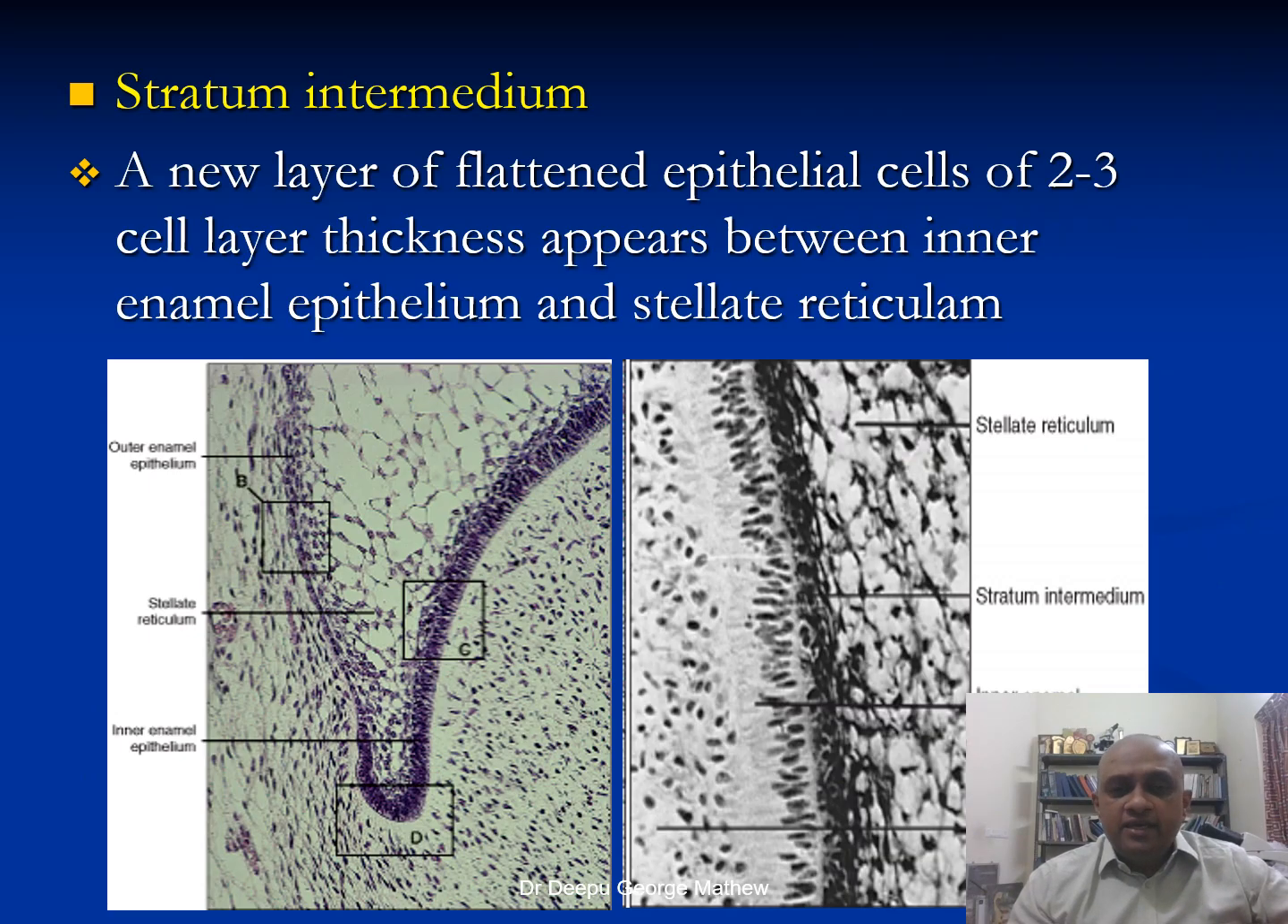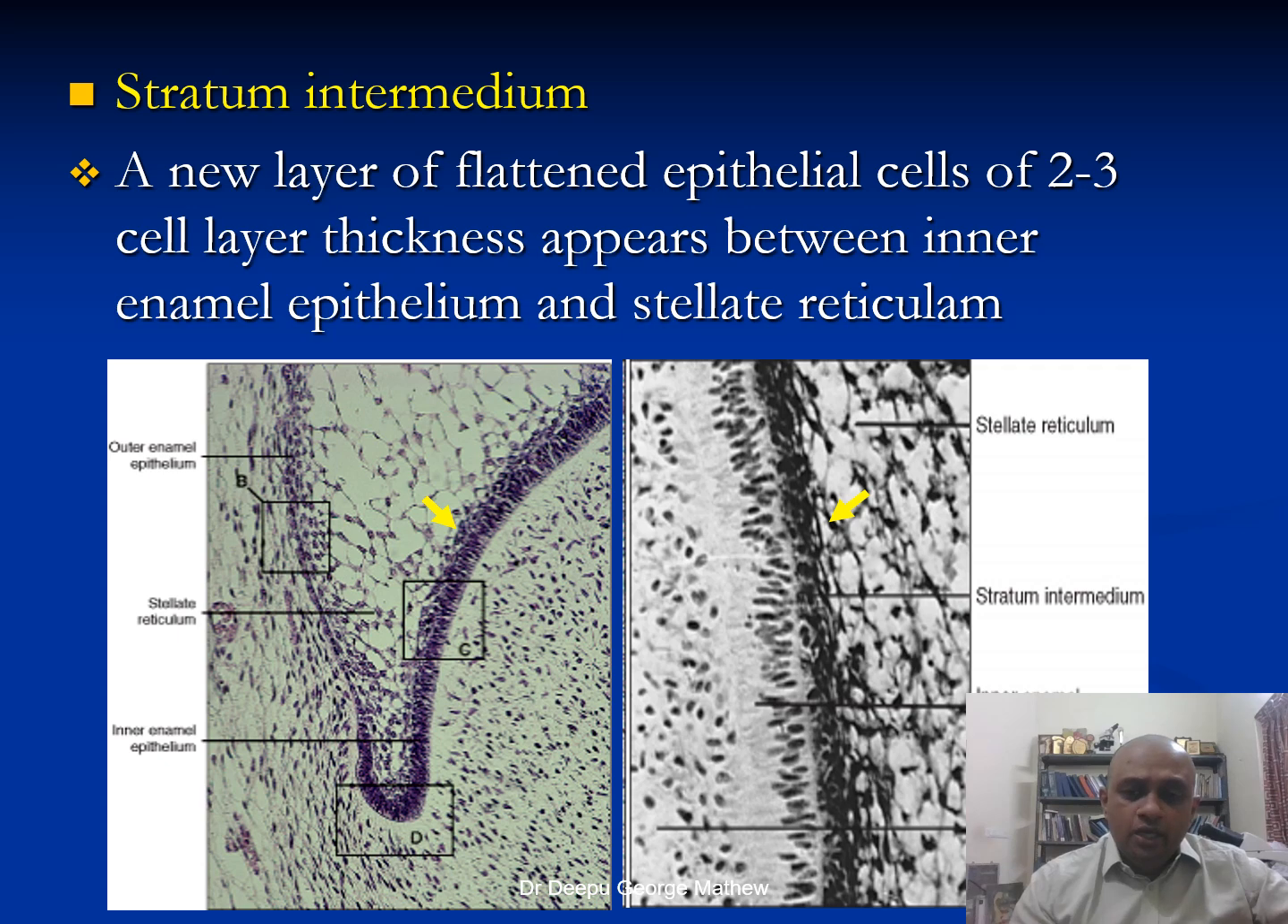Now the next layer is the stratum intermedium, and it's a new layer of flattened epithelial cells of 2 to 3 cell layer thickness, which appears between the inner enamel epithelium and the stellar reticulum, and this is a layer that appears in the early bell stage. I can see the yellow arrows pointing to the flattened layers of 2 to 3 cell layer thickness.